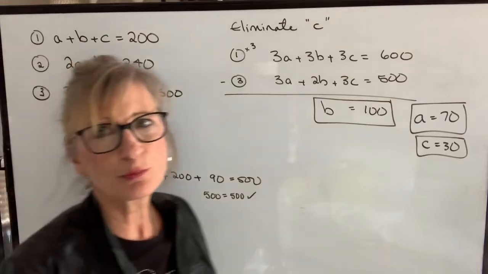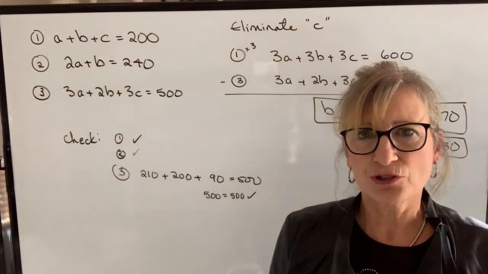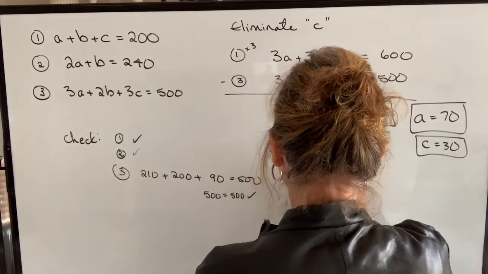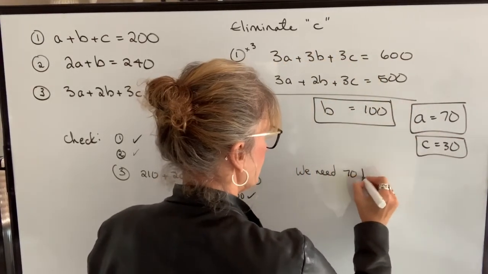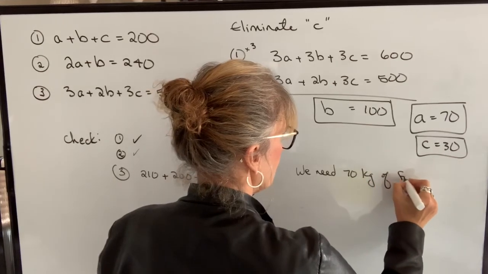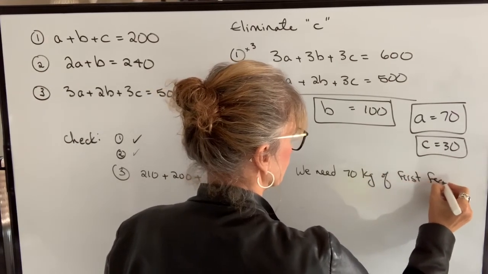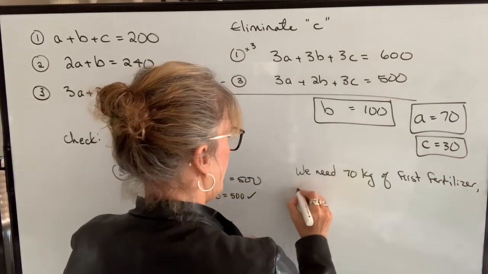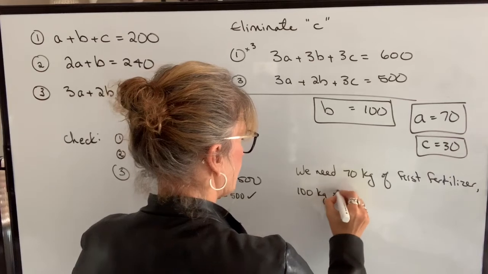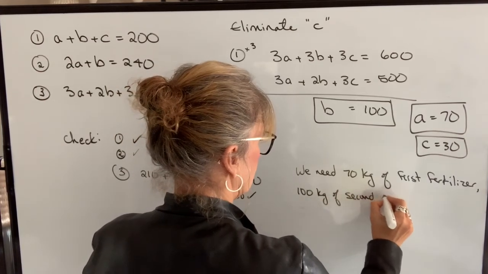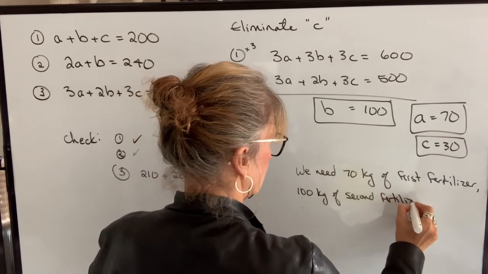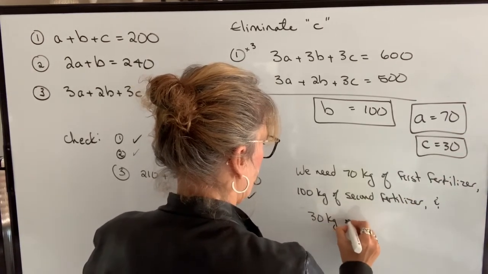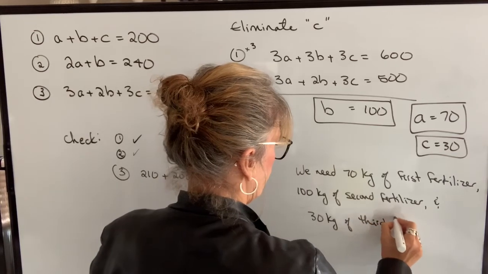And because this is a word problem, we need to express our solution in terms of a statement. So we would say, we need 70 kilograms of the first fertilizer, 100 kilograms of the second fertilizer, and 30 kilograms of the third fertilizer.